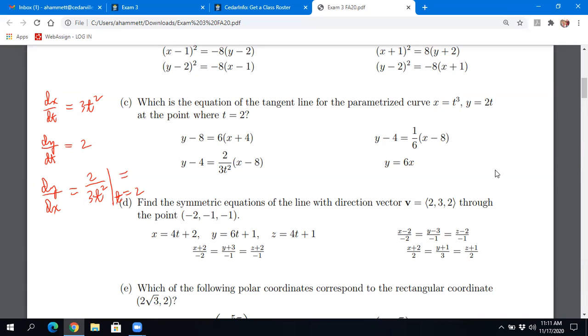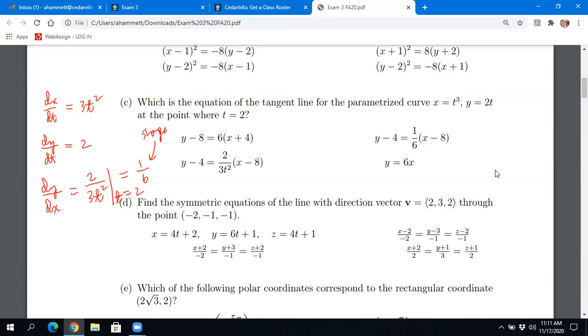And so what do we get? 2 over 12, which is 1/6. So we have a slope of 1/6, okay? And what is the point? So this is our slope at that particular t value.